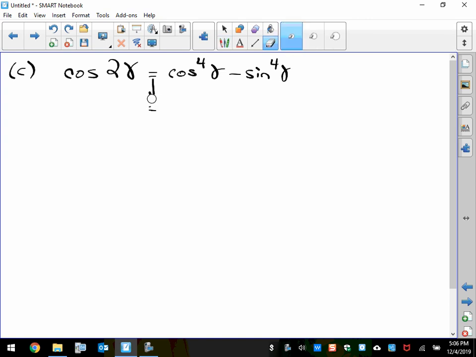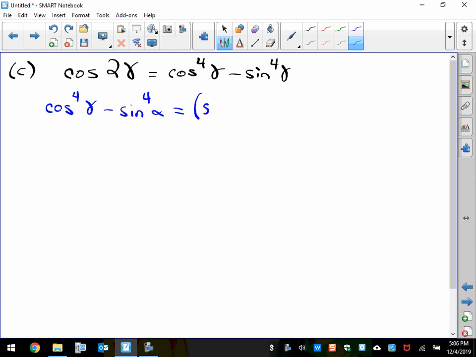Let's choose a side. I don't want to start editing right away, so let's choose a side to start with. I'll choose the right-hand side because it looks uglier. So cosine to the 4th gamma minus sine to the 4th gamma. Let's use a difference of squares. So cosine squared gamma minus sine squared gamma, and then we'll do cosine squared gamma plus sine squared gamma. So that's difference of squares.